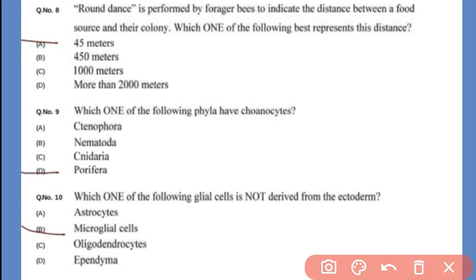Then next question, which one of the following glial cells is not derived from ectoderm? Four glial cells are there: astrocytes, microglial cells, oligodendrocytes and ependyma. The ectodermal origin glial cells are astrocytes, oligodendrocytes and ependyma, but the microglial cells are not derived from ectoderm. So option B is the answer of this question.